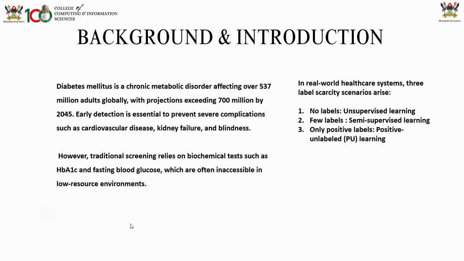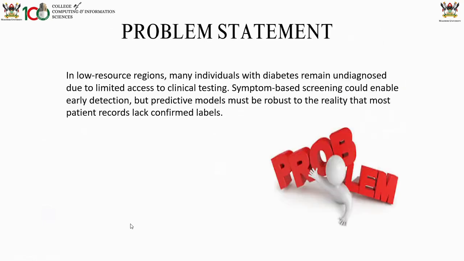And we normally see that there are basically three label scarcity scenarios that arise. One is that there are no labels at all. In that case, what do we do? We use unsupervised learning. Then sometimes we find that there are few labels, so we use semi-supervised learning. Then sometimes we find only positive labels. In that case, we use positive-unlabeled or PU learning.